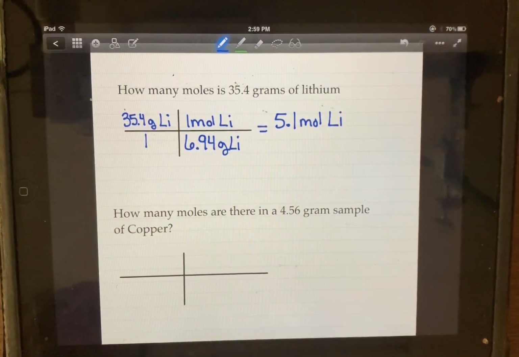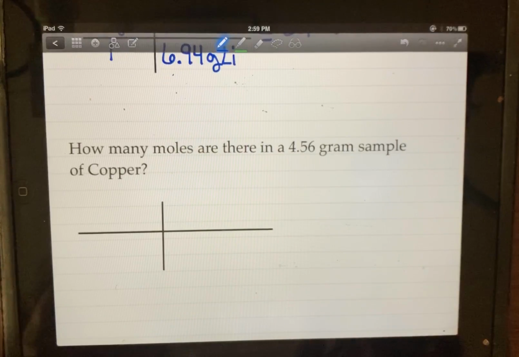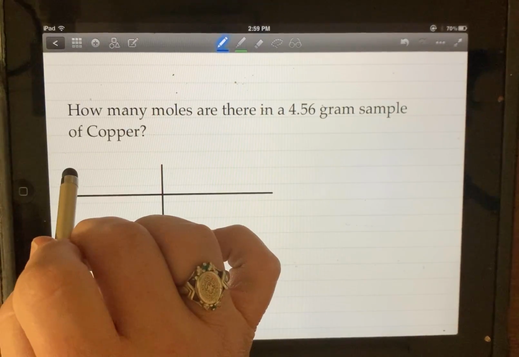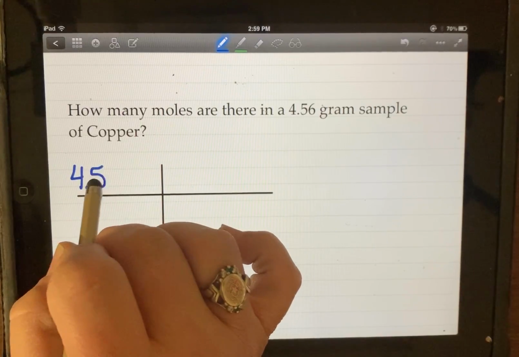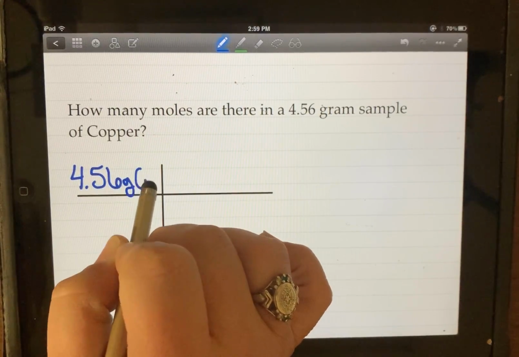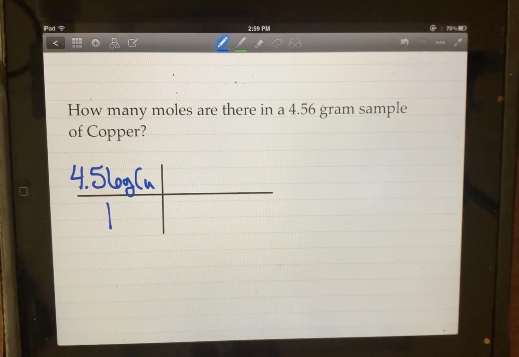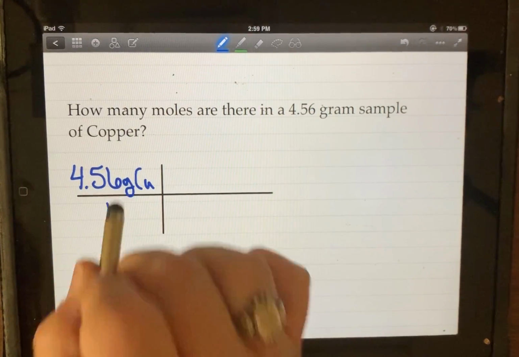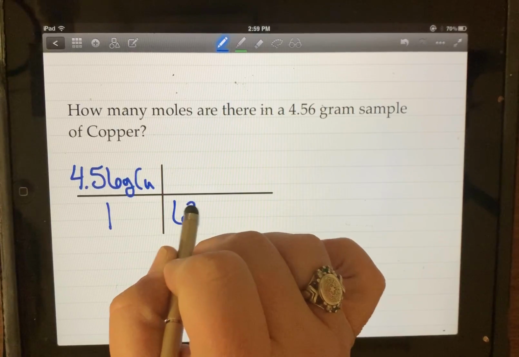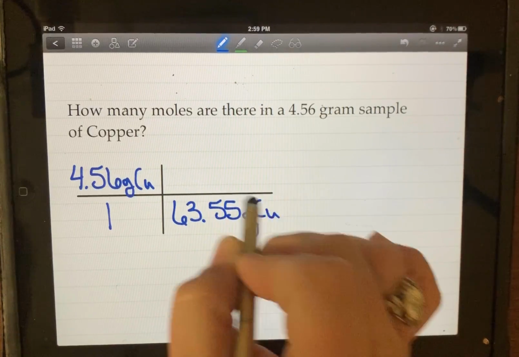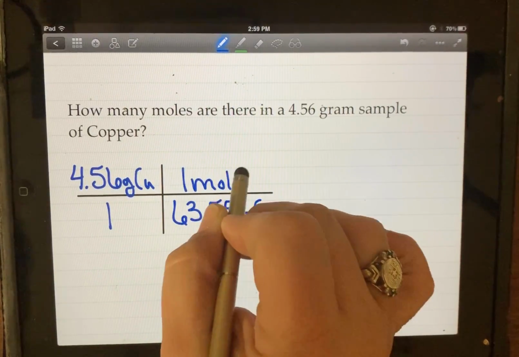Let's try this again with another example. So how many moles are there in a 4.56 gram sample of copper? Again, I start with what I'm given, and so I'm going to write 4.56 grams Cu over 1. That 1 is simply a placeholder. I go to my periodic table, and my AMU of copper is 63.55 grams on top. I'm going to place it on bottom, 63.55 grams Cu to 1 mole of Cu.